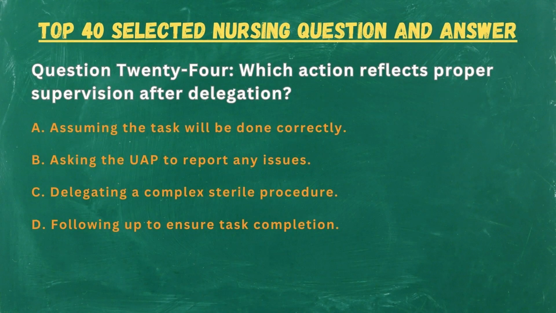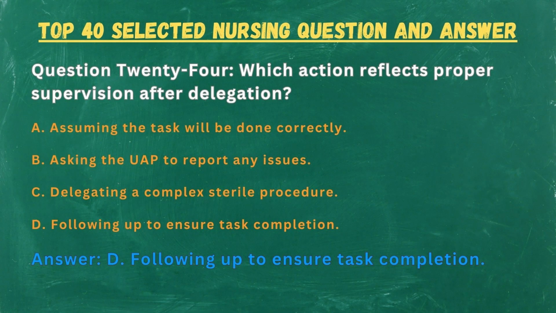Question 24. Which action reflects proper supervision after delegation? A. Assuming the task will be done correctly. B. Asking the UAP to report any issues. C. Delegating a complex sterile procedure. D. Following up to ensure task completion. Answer: D. Following up to ensure task completion.